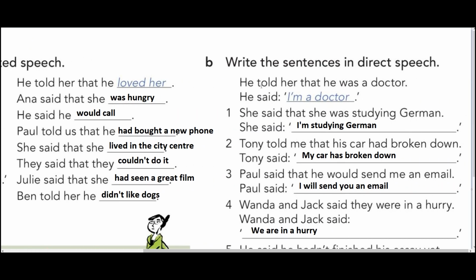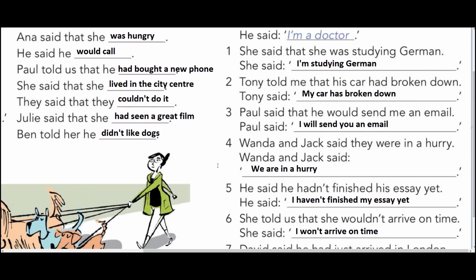That's all. He told her that he was a doctor. He said, I'm a doctor. She said that she was studying German. She said, I'm studying German. Tony told me that his car had broken down. Tony said, my car has broken down. Paul said that he would send me an email. Paul said, I'll send you an email. Number 4. Wanda and Jack said they were in a hurry. Wanda and Jack said, we are in a hurry.